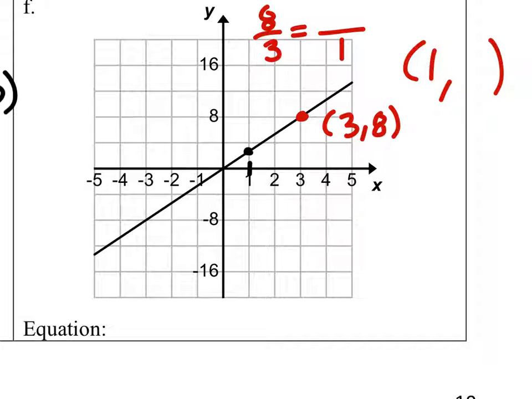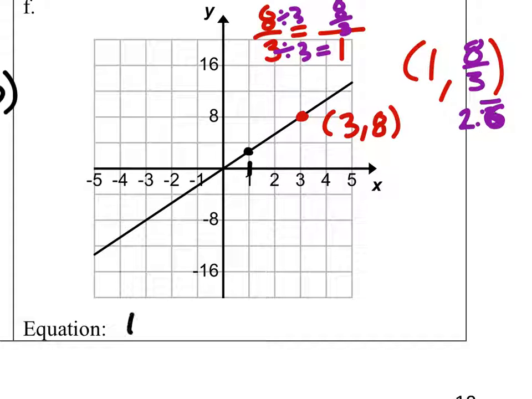Alright, so how do we get this? Well, we divide 3 by 3 to get 1. 8 divided by 3 would be 8/3. So it's 1, 8/3, which is 2.3 repeating. No, 2.6 repeating. That's better. Alright, so the equation, I'm just going to use the fraction though. y equals 8/3 times x.